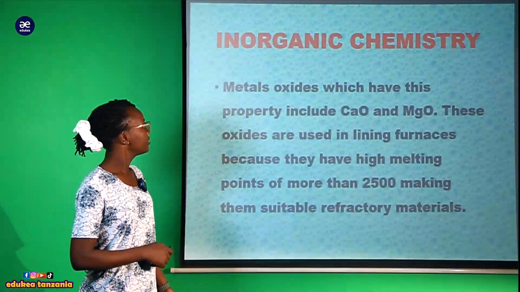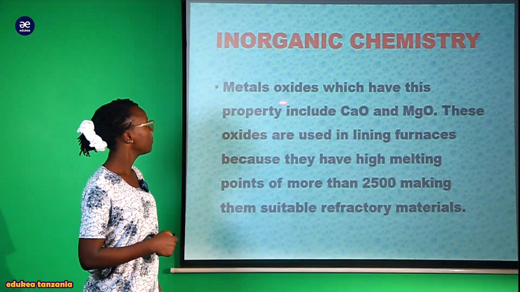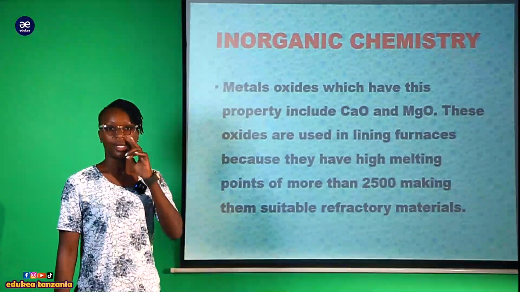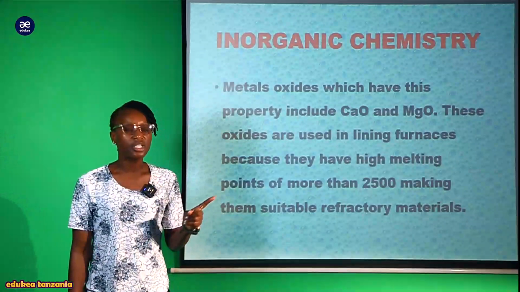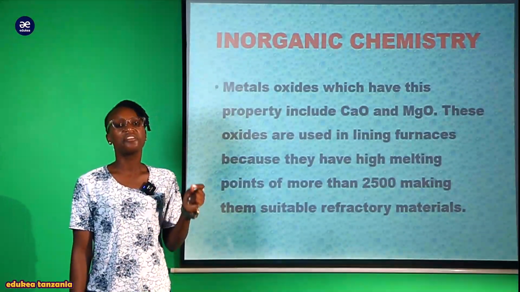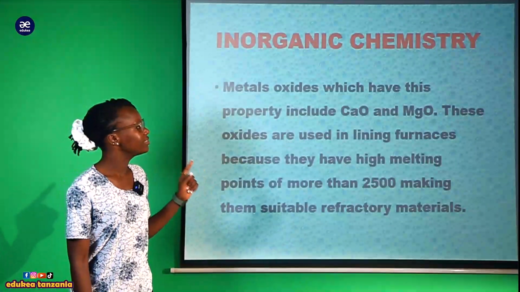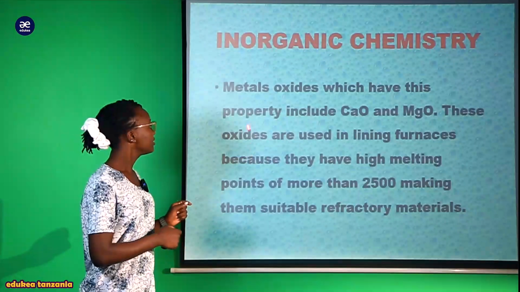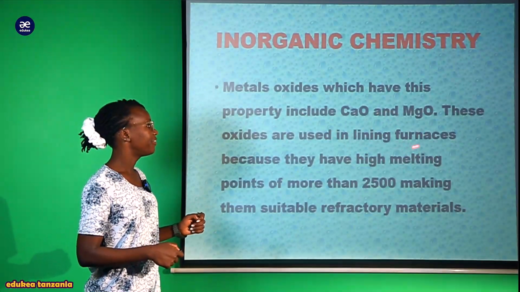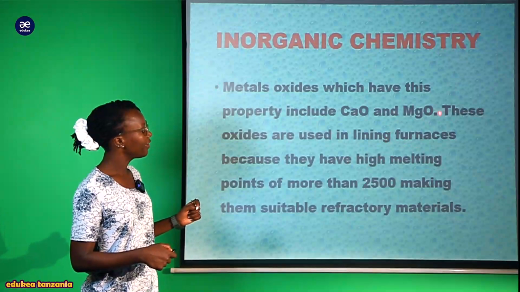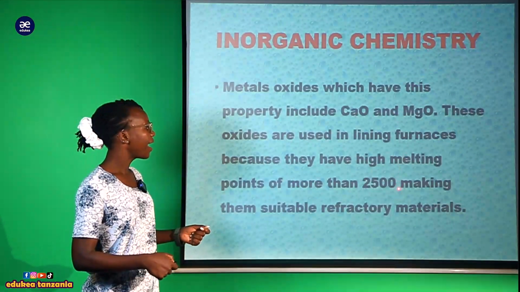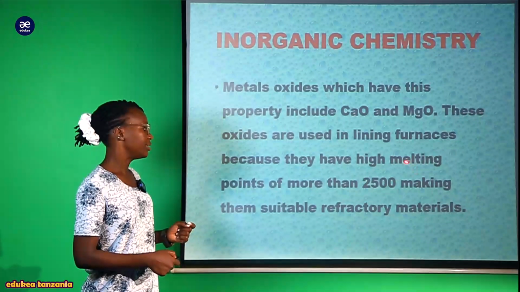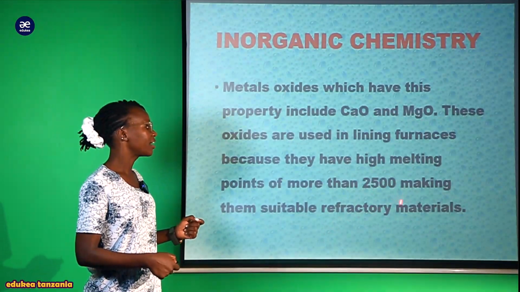For instance, anasema metal oxides which have this property include the calcium oxide as well as magnesium oxide. Sasa tunapokuja kuangalia calcium oxide na magnesium oxide, anasema kwamba ni very stable refractory materials. Anasema kwamba these oxides are used in lining furnaces because they have a high melting point of more than 2500 Celsius, making them suitable refractory material.